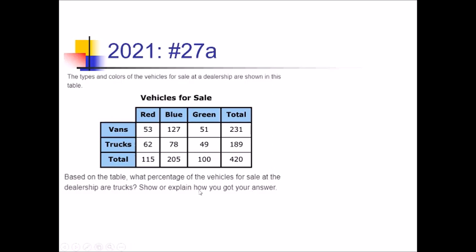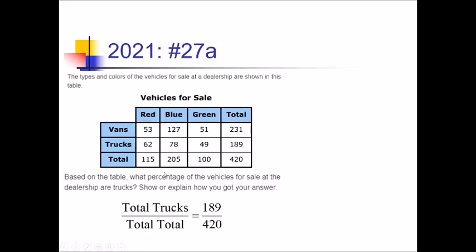So we need to take the total number of vehicles that are trucks and divide that by the total number of vehicles overall at the dealership. So total trucks divided by total. Total trucks is right here. It's at the end of the truck row. That's 189. And the overall total is down here in the corner. That's 420. So we have 189 divided by 420.